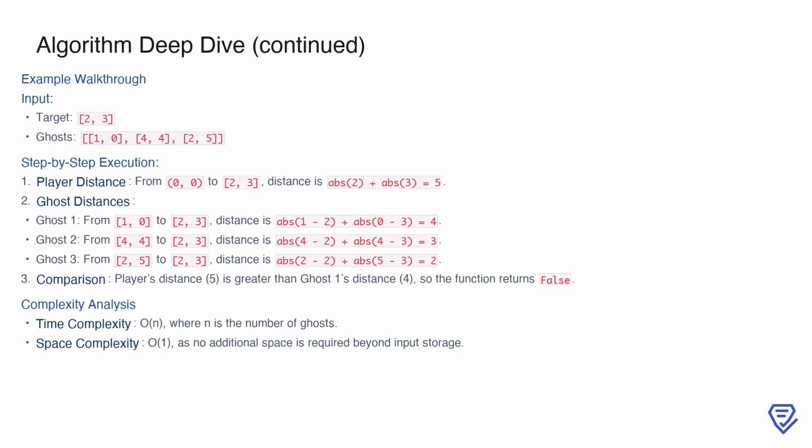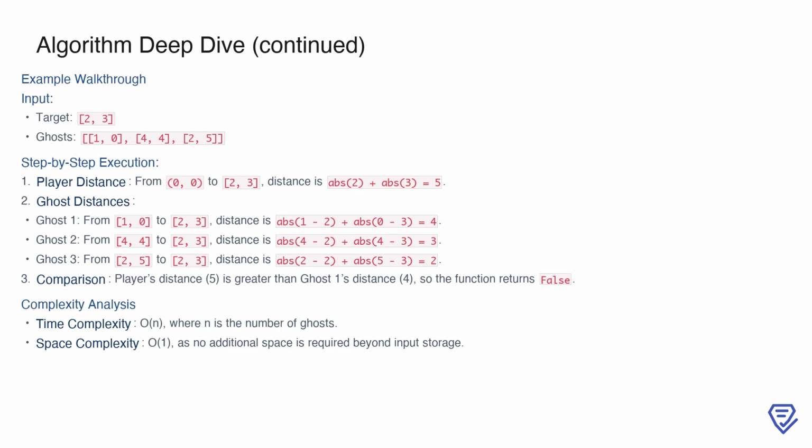The first ghost, at (1, 0), has a distance of abs(1 - 2) plus abs(0 - 3) equals 4. The second ghost, at (4, 4), has a distance of abs(4 - 2) plus abs(4 - 3) equals 3. The third ghost, at (2, 5), has a distance of abs(2 - 2) plus abs(5 - 3) equals 2. Comparing these, we see that the player's distance of 5 is greater than the distance of the first ghost, which is 4. Therefore, the player cannot escape, and the function returns false.